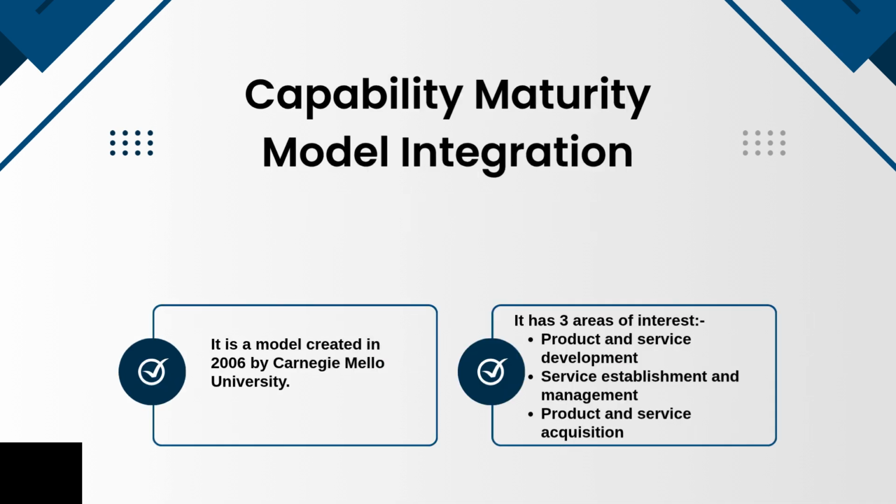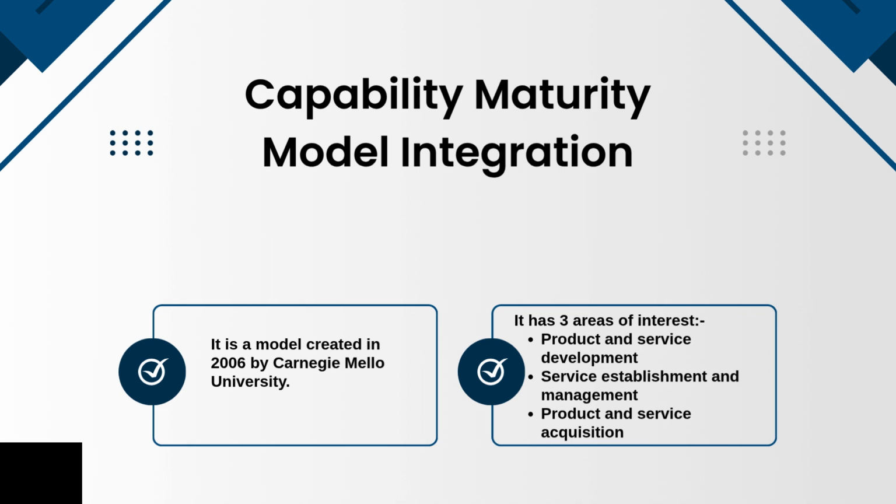Alright, now let's move on to another maturity model known as the Capability Maturity Model Integration, or simply CMMI. CMMI is a process improvement model developed by Carnegie Mellon University in 2006. It is designed to help organizations evaluate the maturity of their processes and continuously improve their efficiency, quality, and overall performance. The main purpose of CMMI is to provide best practices and guidelines that organizations can follow to ensure their processes are well managed, consistent, and effective.